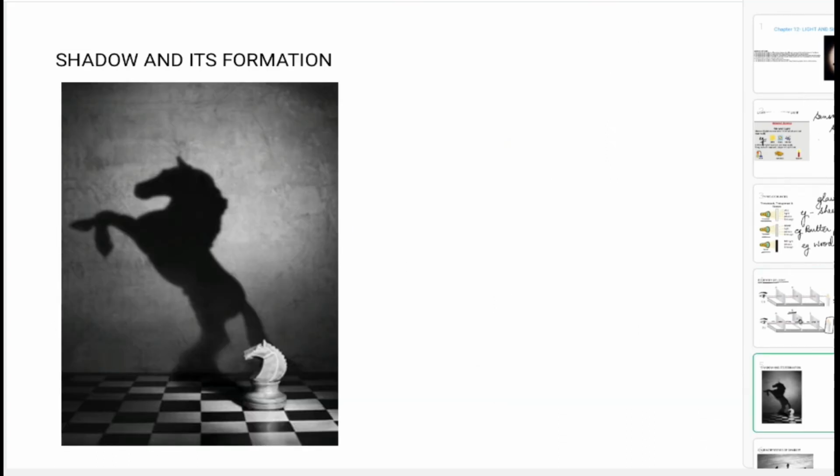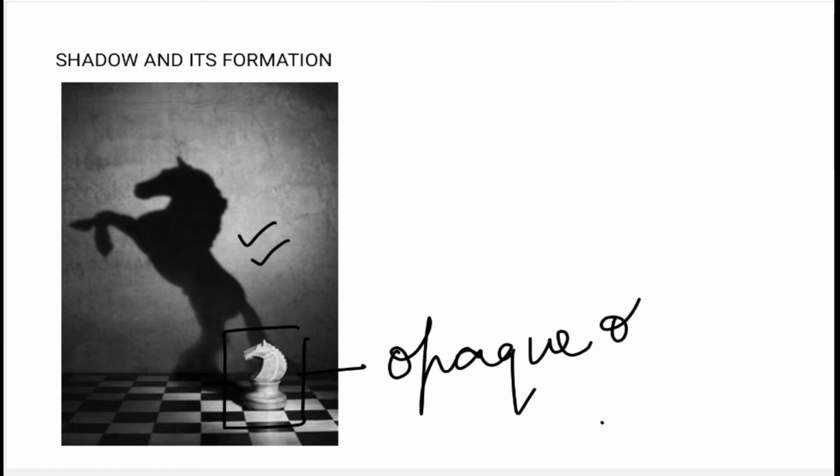The next concept is shadows. It's a very interesting phenomenon which we observe in our life. Every one of us has seen a shadow when we are in the presence of a source of light. How a shadow is formed and what a shadow is, let us study together. So a shadow is a dark region, the dark patches which are formed when any opaque object comes in the beam of a light.